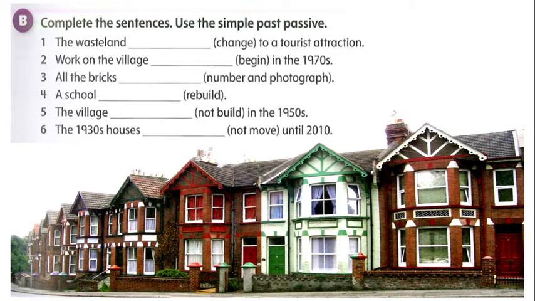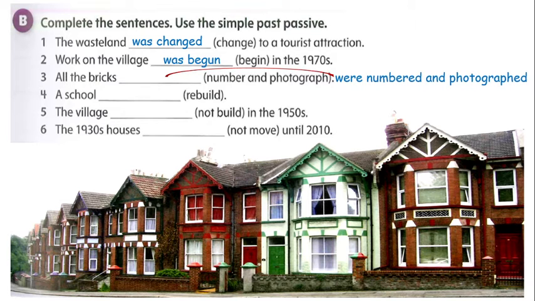Complete the sentences. Use the simple past passive. The wasteland was changed. Work on the village was begun in the 1970s. All the bricks were numbered and photographed. A school was rebuilt in the 1950s. The village wasn't rebuilt in the 1950s. The 1930s houses weren't moved until 2010.